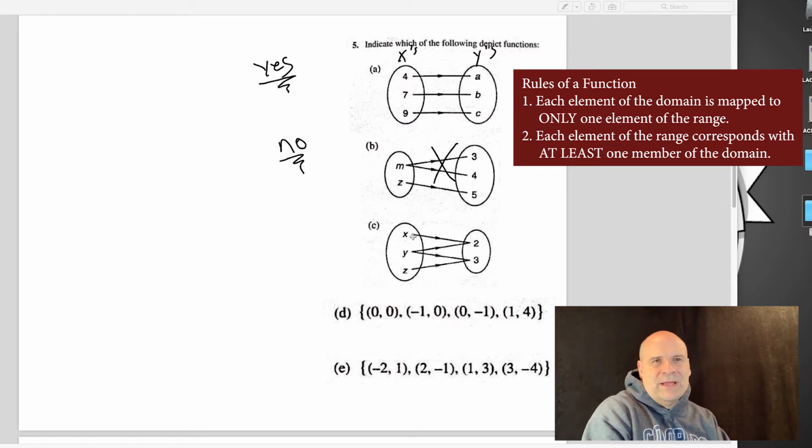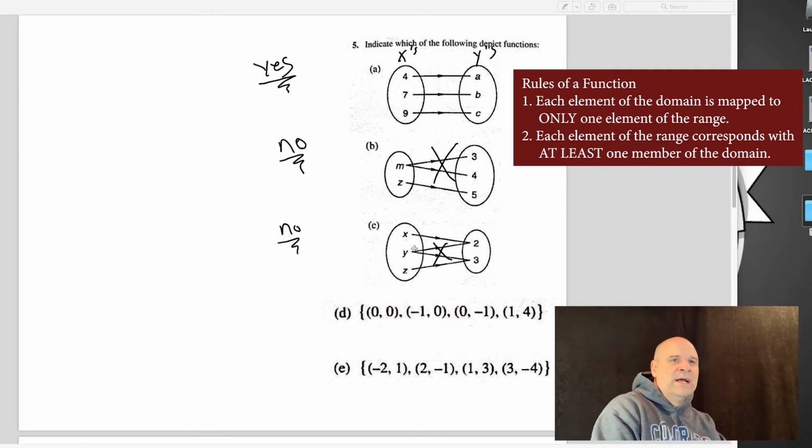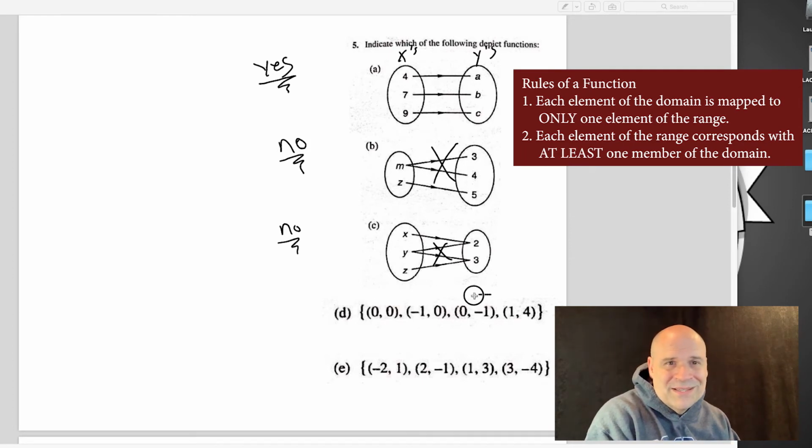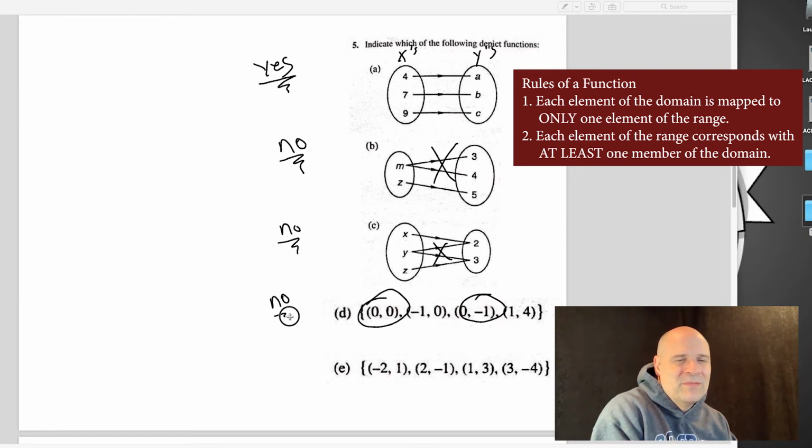Okay? All right, well, X goes to 2 and Y goes to 2, so that's okay, but Y goes to 2 and it goes to 3, so no. C is not. It could have been if Y didn't go to both 2 and 3, because X going to 2 and Y going to 2 is okay, but Y going to 2 and going to 3 is naughty. All right, so 0 goes to 0. Let's see if 0 goes to anything else. It also goes to -1. So that's a no.